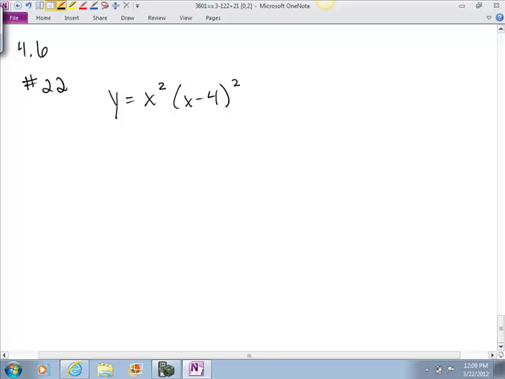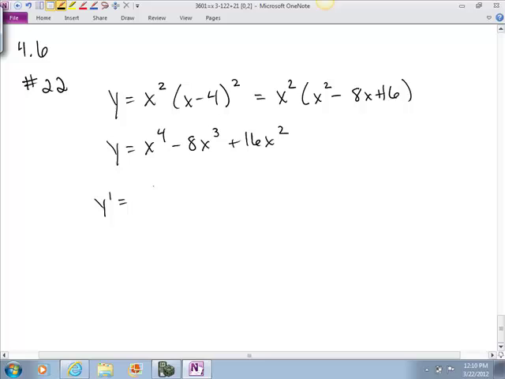Okay. Personally, I would simplify this first. This is going to be x squared times, I'd actually multiply this out because it's easier to take the derivatives of. So this is going to be x squared minus 8x plus 16. Okay. So y equals x to the 4th minus 8x to the 3rd plus 16x squared, right?